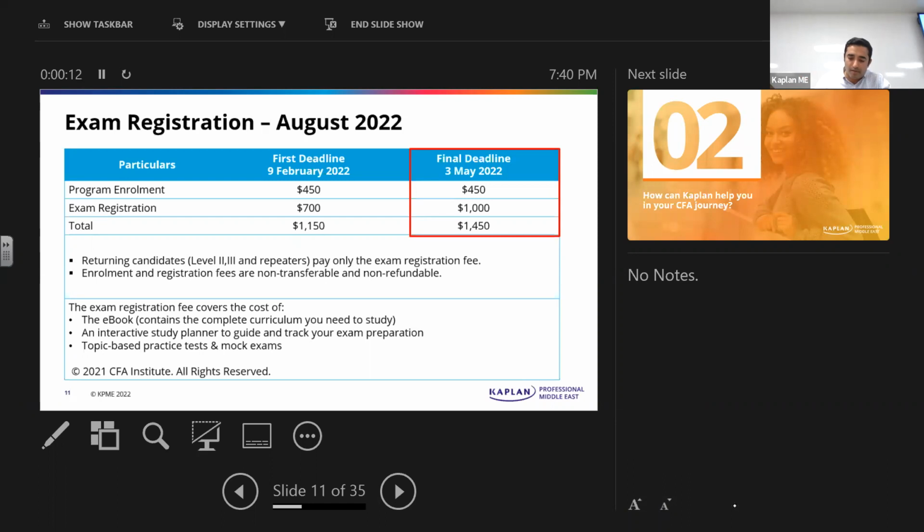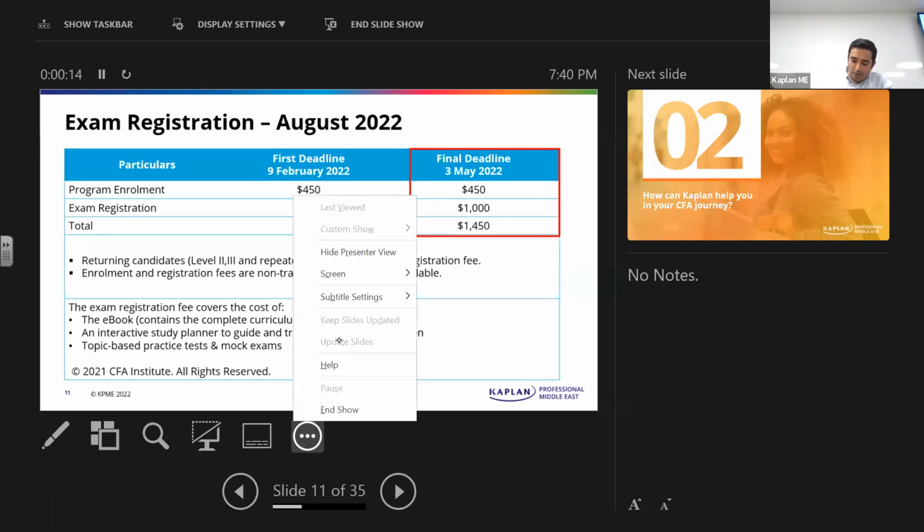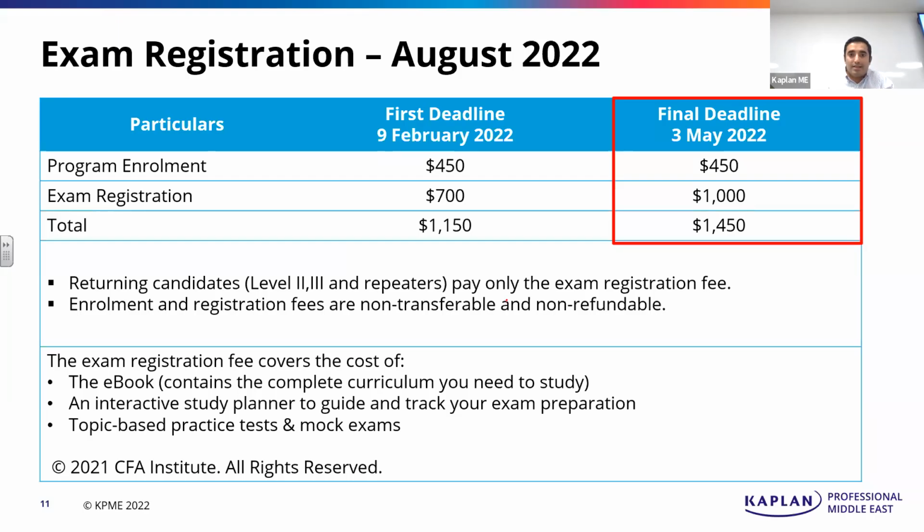But what are you going to get with this? The moment you pay this fee, you're going to get the ebook that I just showed you. You are going to get a study planner and you will get practice tests. So you don't have to pay separately for practice tests. You're going to get a lot of topic-based practice tests from the CFA Institute itself.